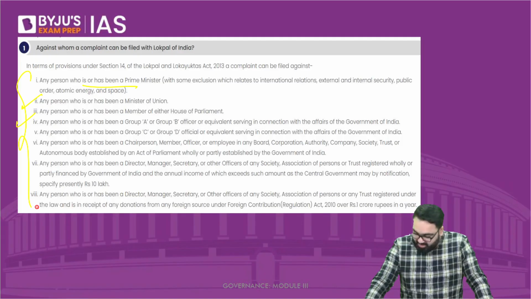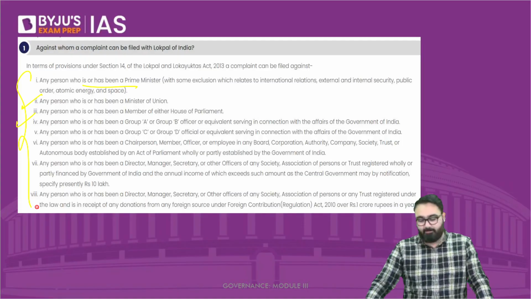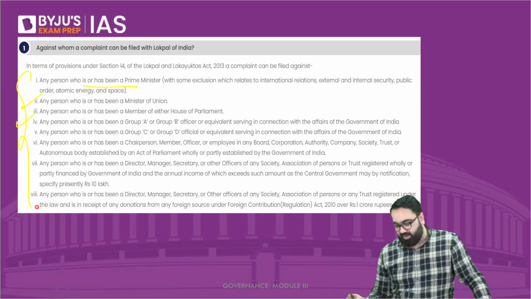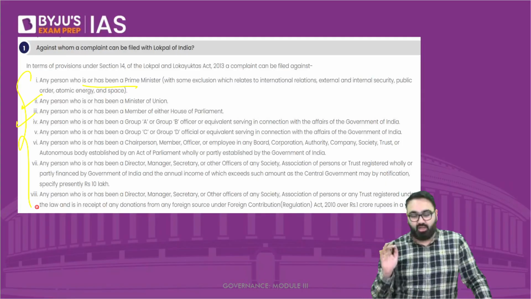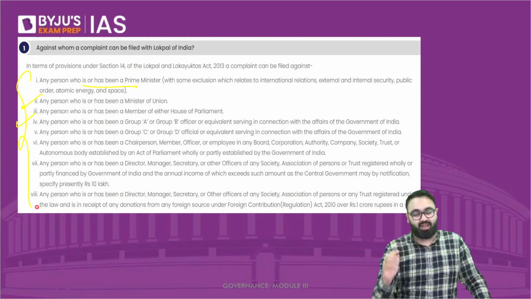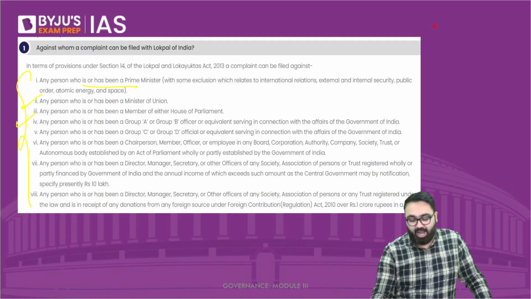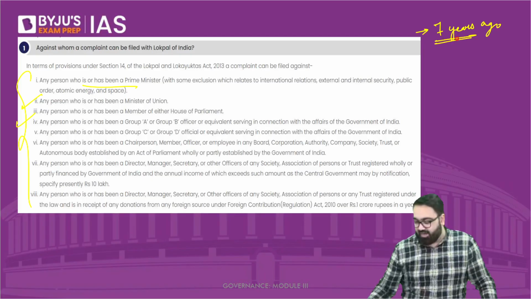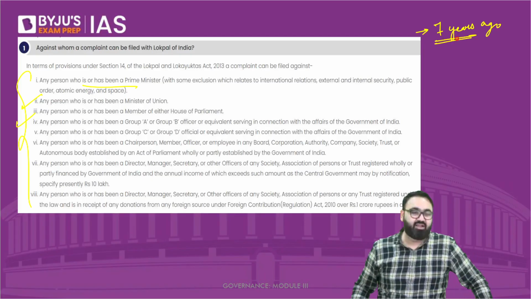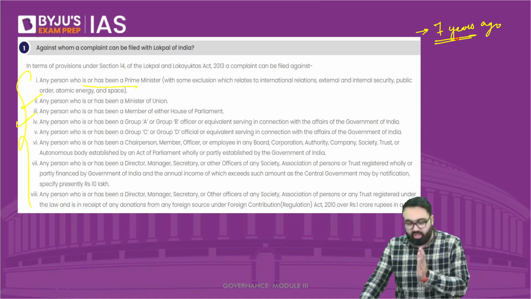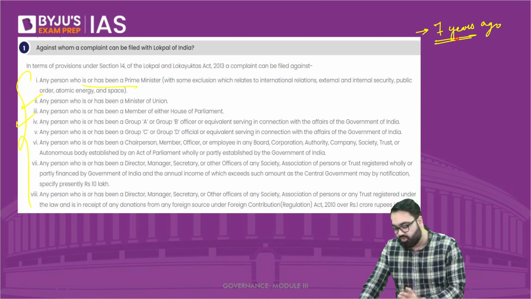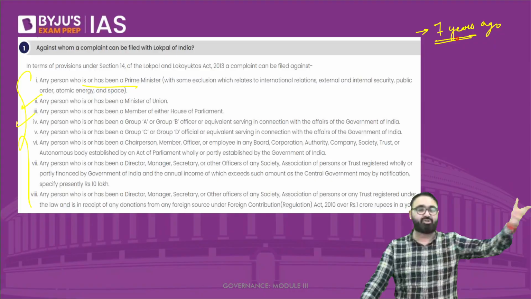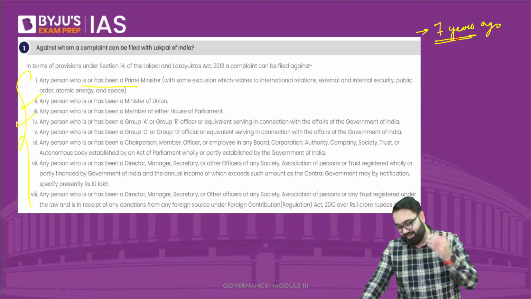Okay, Lokpal is not established. Okay, PM not included. PM is included. Okay, I'll tell you why. So the law says you can only file a complaint about what happened 7 years ago. That is the cutoff. So if you are talking about today, 21st June 2023, go back 7 years, who was the Prime Minister? We had the same Prime Minister.